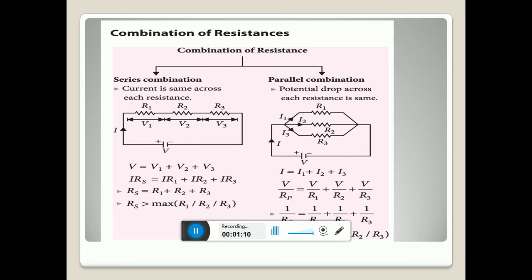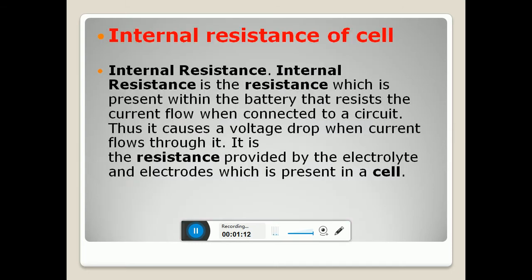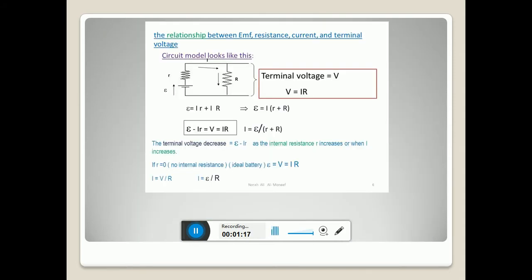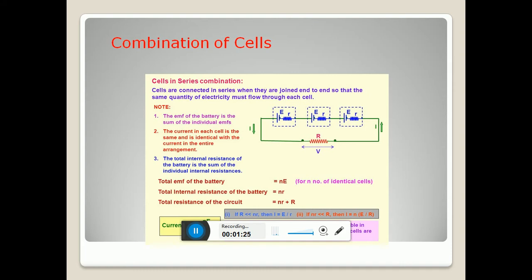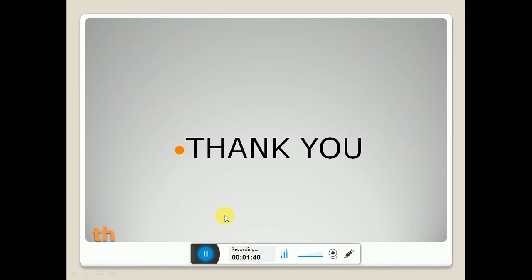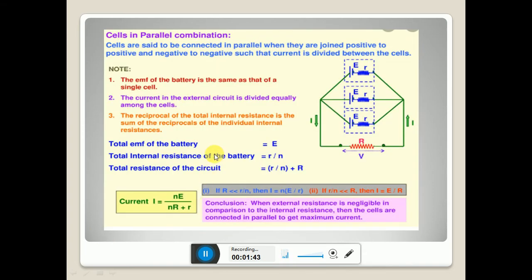combination of resistances, series and parallel, internal resistance of the cell, terminal voltage, relation between internal resistance, terminal voltage and EMF of the cell, combination of cells in series combination, and when it will be used, what are the conditions to be applied to get maximum current in series combination, and in parallel combination, what are the conditions we have to apply to get maximum current in parallel combination.